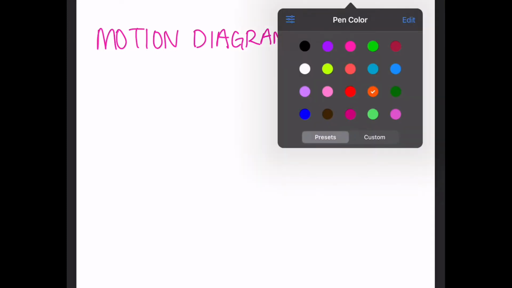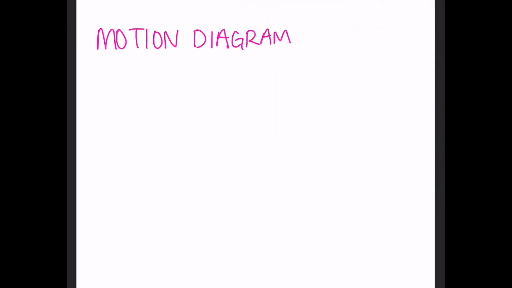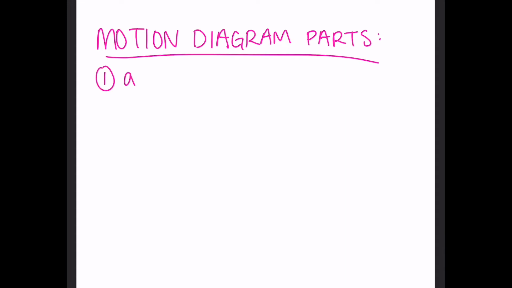This video is going to be about motion diagrams used in physics problems. Motion diagrams are used to model the motion of an object. Let's look at the parts of a motion diagram. Motion diagrams have three parts. First, the axis. Next, the clock readings. And lastly, the vectors.